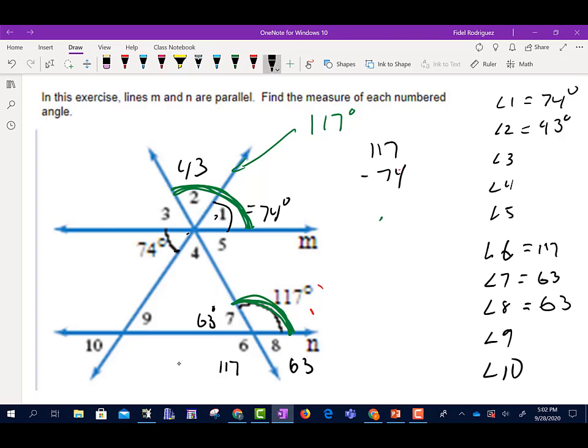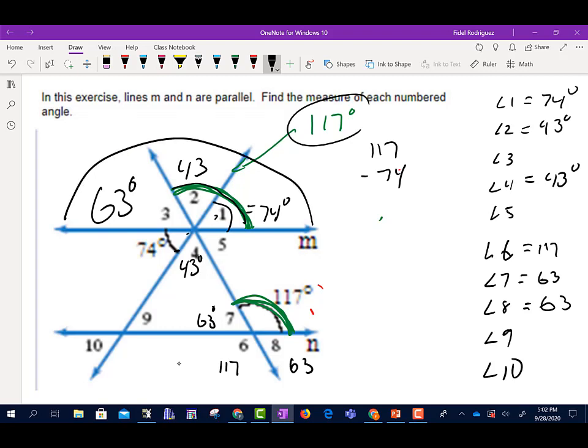Okay. You know what other angle is 43 degrees? Angle 4, because that's going to be vertical. Okay. Let's see, what else do we know? Wouldn't this one here, wouldn't angle 3, if the whole thing is 117, wouldn't angle 3 have to be 63 degrees? Because these angles here have to add up to 180. So that would tell me angle 3 is going to be 63 degrees. And then if that's 63, then so is angle 5.